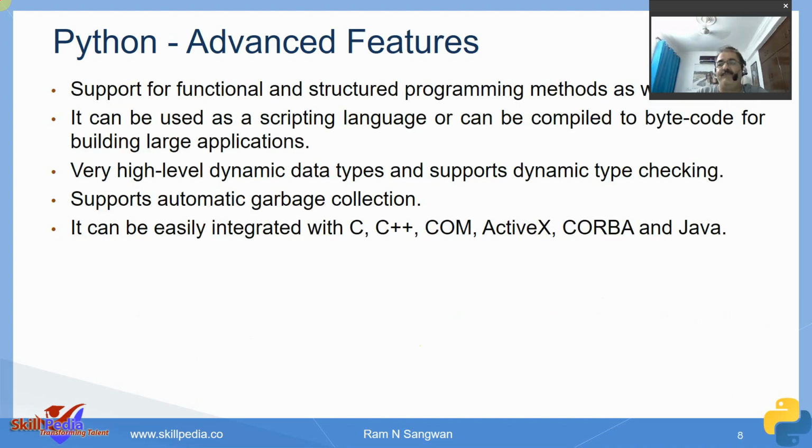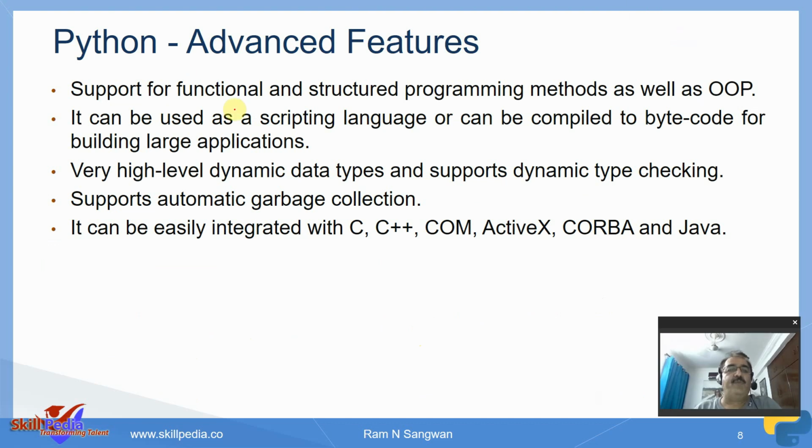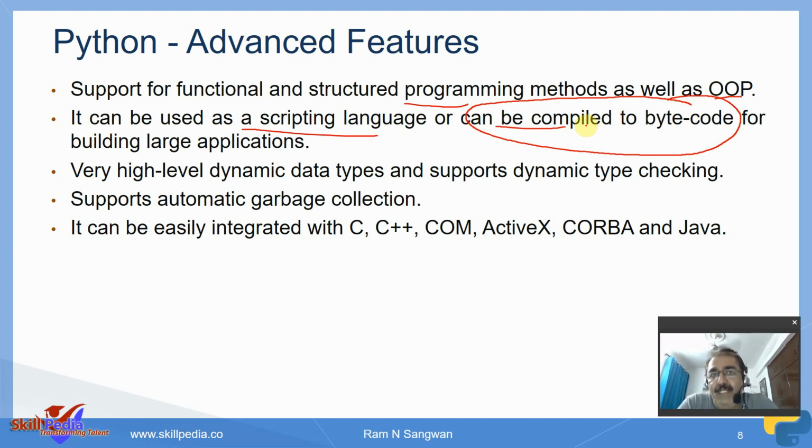Some advanced features of Python. It supports functional and structured programming methods as well as object-oriented programming. It can be used as a scripting language or can be compiled to a bytecode. Means you can use it as a scripting language. You can also compile the source code of Python to get a binary program, and you can use that binary for building large applications.